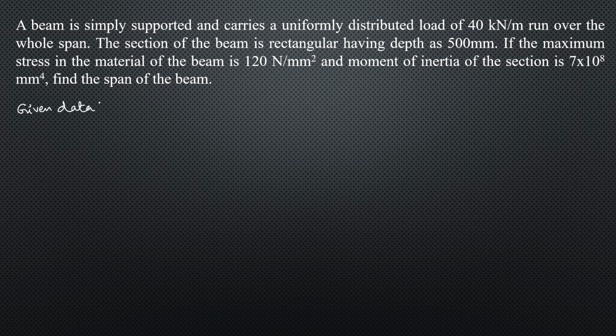So what is the given data? We have UDL W is equal to 40 kilonewton per meter, which is equal to 40 into 10 power 3 Newton, and here in the denominator there is meter, so I am converting that also into mm. So 1 meter is 1000 mm, so Newton per mm. So finally this becomes 40 Newton per mm. Why am I converting into mm? Because here stress is Newton per mm square and here depth is also in mm.